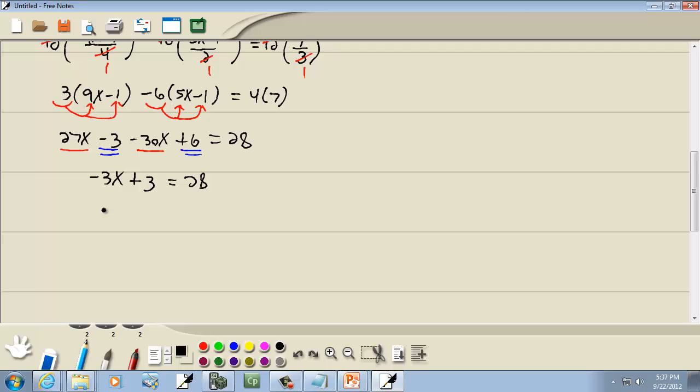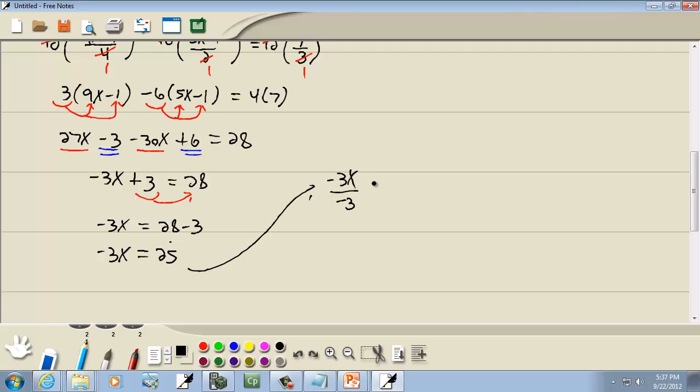Third step. Get everything with an x on one side and numbers on the other. So take 3 over to the right side. Remember, you take anything across your equals, your sign changes. So I got 28 minus 3. Our note up top, combine numbers at any step. 28 minus 3 is 25. And last step, divide both sides by the number in front of your x, which is negative 3. And those negative 3's cancel there. And we got x is equal to negative 25 over 3.